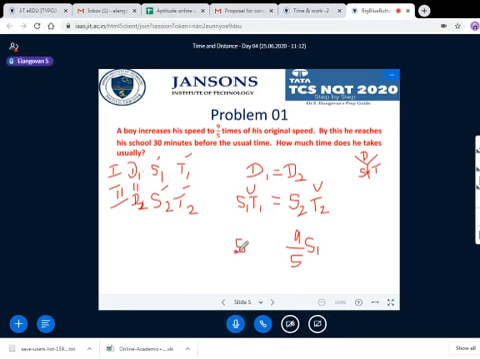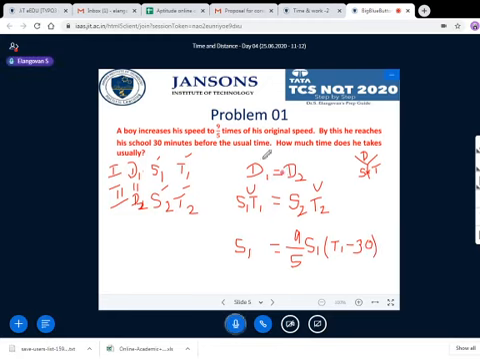If this is taken as S1, and this is 9 by 5 S1, correct? And what is time? By this he reaches school 30 minutes before. So before 30 minutes means the time of the varied thing is T1, whether it is plus 30 or minus 30. So the time is getting reduced. He is going early, so he reaches before the usual time. So minus 30. So 30 is minutes.